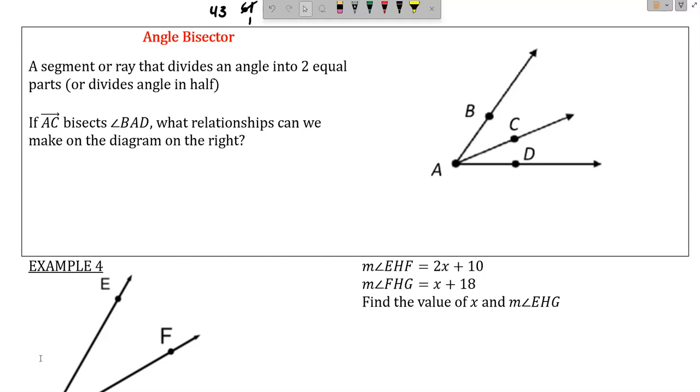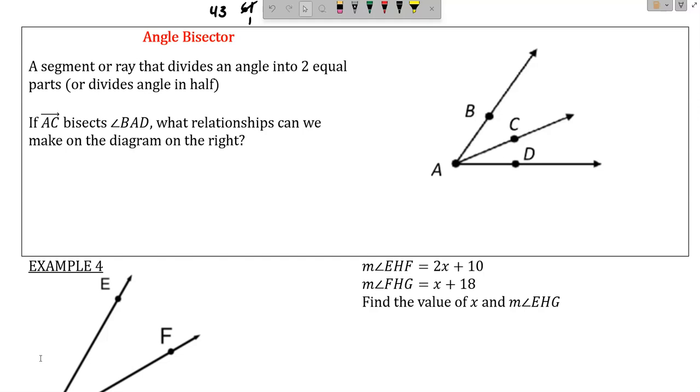So first I want to explain what an angle bisector is. I want you to think of this similarly to how we talked about midpoint during our segment addition postulate lesson. This is going to be a very similar lesson. We're just in the world of angles instead of segments. So an angle bisector is a segment or ray that will divide an angle into two equal parts. Now, alternatively, instead of two equal parts, you could say it divides the bigger angle in half. I like the two equal parts better.